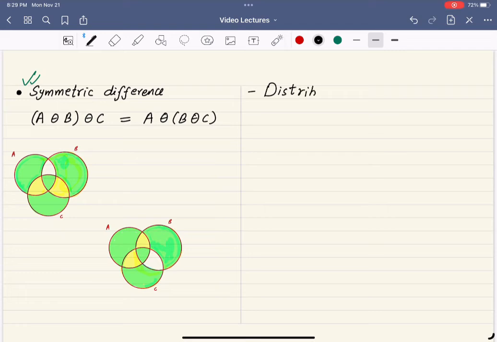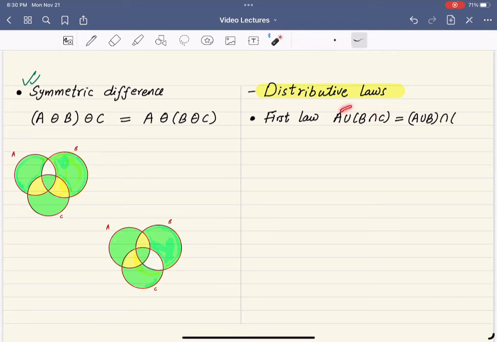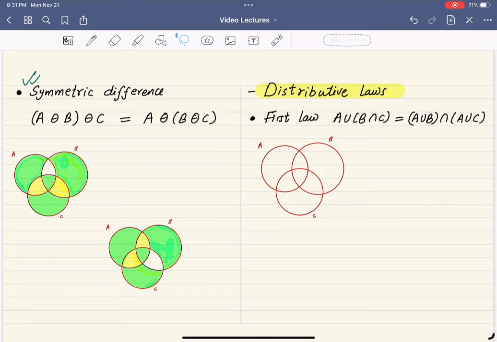Alright, moving on. We now look into distributive laws. There are two distributive laws. The first law is as follows. You take A union B intersection C, then A is distributed over B and C as follows. A goes with B, then comes intersection, then A goes with C. Right here. Now to see that these two quantities are equal, we can convince ourselves using the Venn diagram.